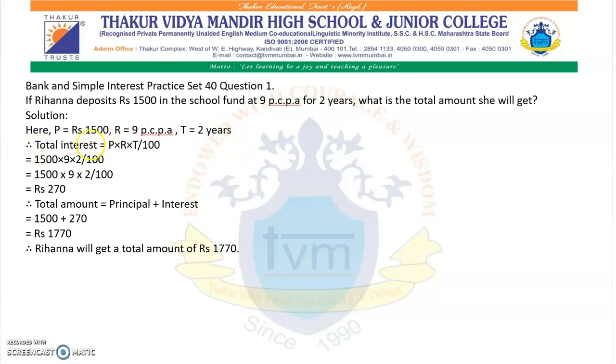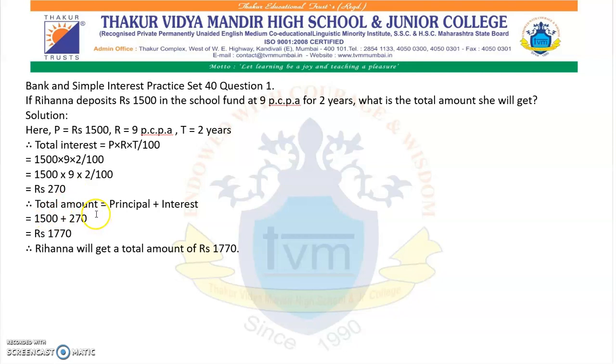So what is the total interest? Total interest means simple interest. P into R into T upon 100 equals 1500, substitute the values, into 9 into 2 upon 100. After cancellation we are getting 270.